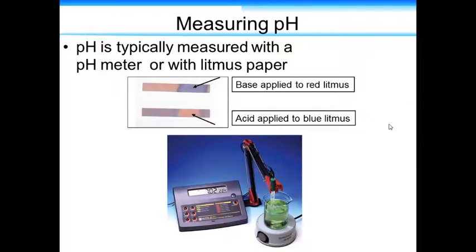Now let's talk about how we determine if an aqueous solution is acidic or basic in the lab. We talked about applying the solution to red litmus paper versus blue litmus paper, but typically we use a pH meter in the lab. The pH probe is an electrode of sorts that measures the conductivity of the solution.